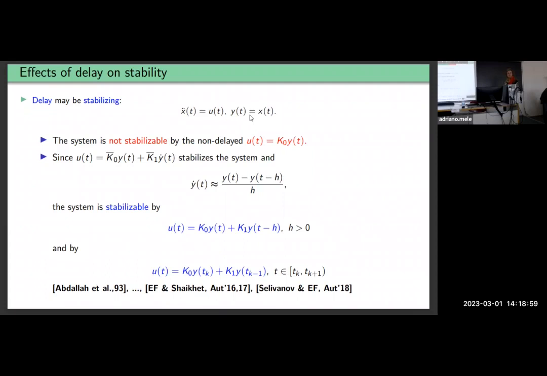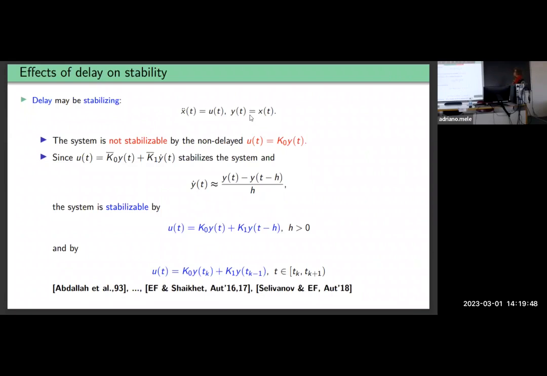So why does this happen? This is the simplest example, a double integrator. We measure just the position and do not measure the velocity. The open loop system is not stable, does not converge to zero, but we want a simple static output feedback like this. And if you use k0 y, k0 x here, you can check that it does not stabilize the system in the way that the state converges to zero.